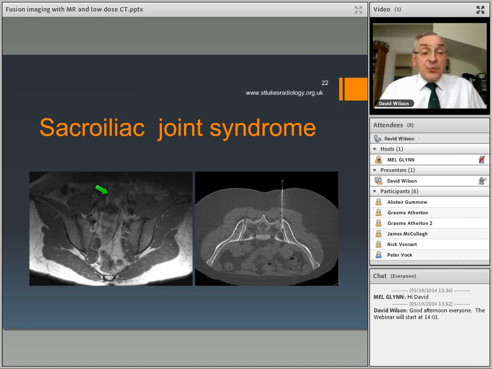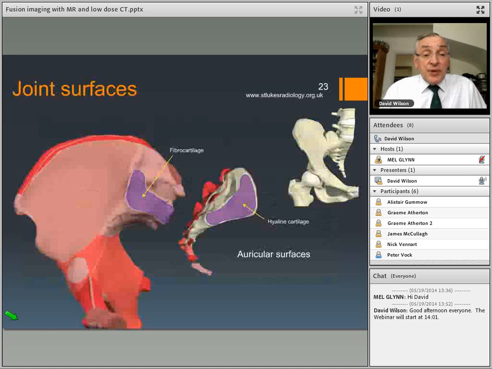I'm going to go on to the spine and talk about sacroiliac joint injections. Those of you who've tried these will realize these are very difficult, and we're coming on to how fusion imaging can help us with needle guidance. Many people will use CT guidance to get into this complex structure. Others will use fluoroscopic guidance. The reason why it's difficult is the anatomy.